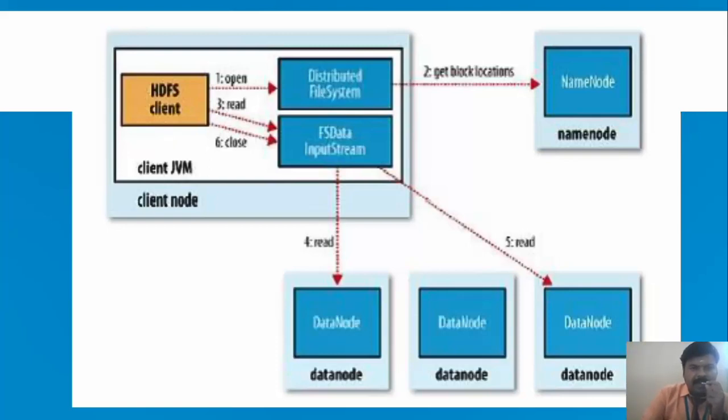The HDFS client will open the distributed file system and get the block locations from the name node. Next, it reads through the FS data input stream. Then it goes to the data node where the data is present, and it will read simultaneously from another data node, and it gives a return message from the data node. Then the close command will come from the HDFS client. This is a read operation in HDFS.